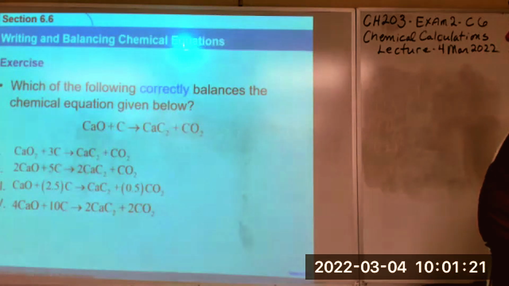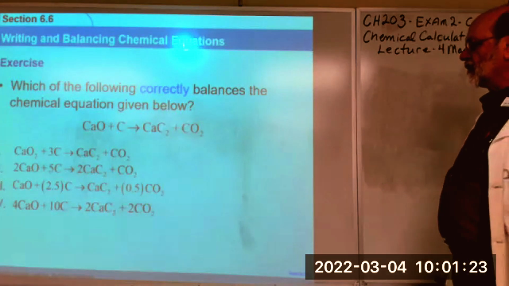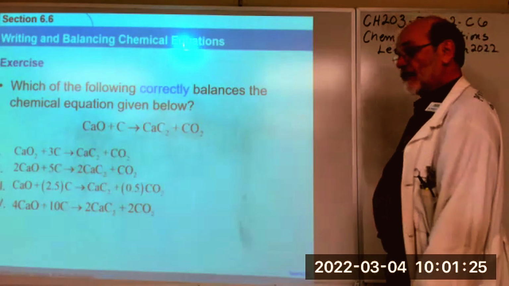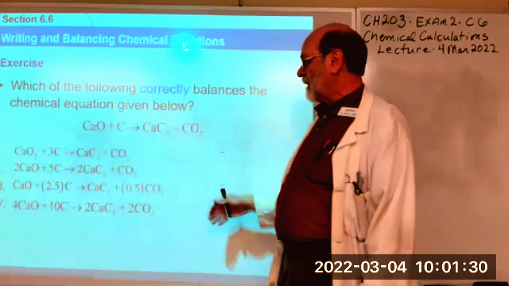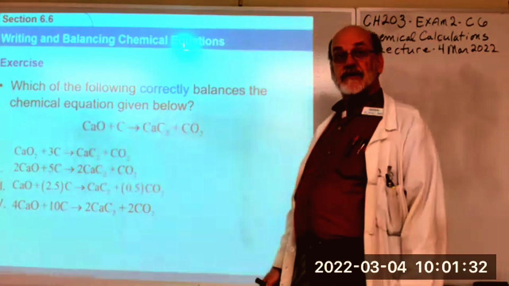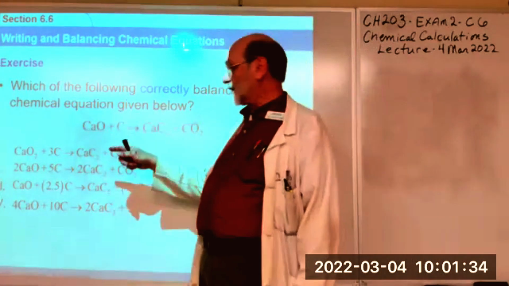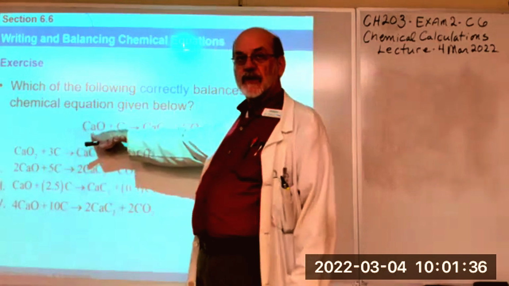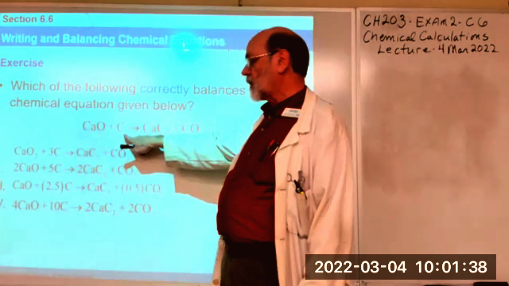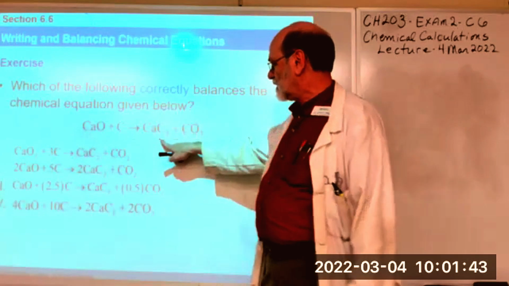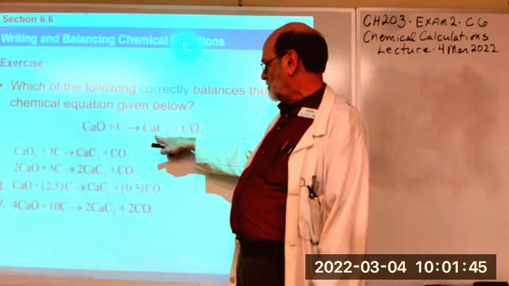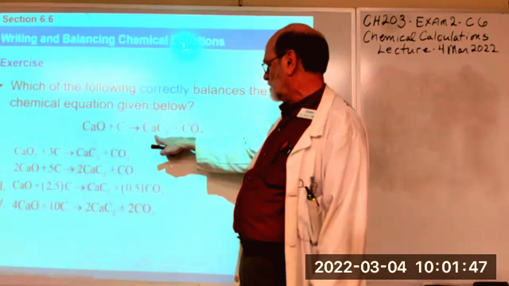How about this one? Which of the following correctly balances the chemical equation given below? First thing I would do, since this is given to us like that, I would say, all right, are the compounds written correctly? Calcium oxide, yeah, +2 -2. Carbon is a separate element. Calcium carbide, which is written correctly.